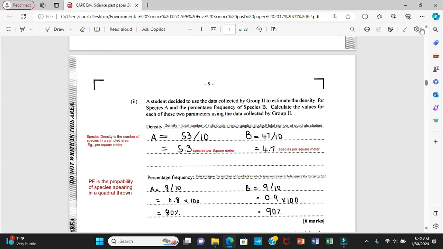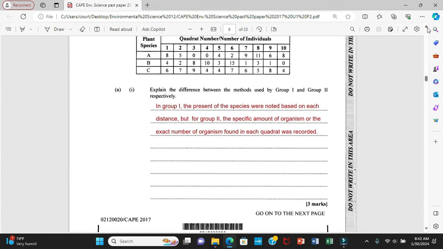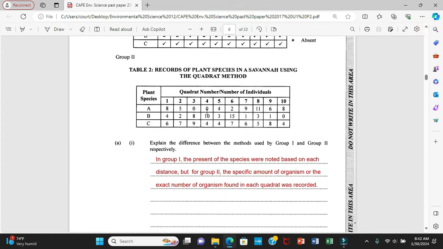So let's look at A. You want to find the total number of species A present. So 10 quadrats were shown, 1, 2, 3, right? 10 times the quadrat was thrown on the ground. When they count the plants, as you can see here, for each row they count the plants. So you're going to add up each number of plants that were present: 8, 5, plus 4, plus 2, plus 9, plus 11, plus 6, plus 8.